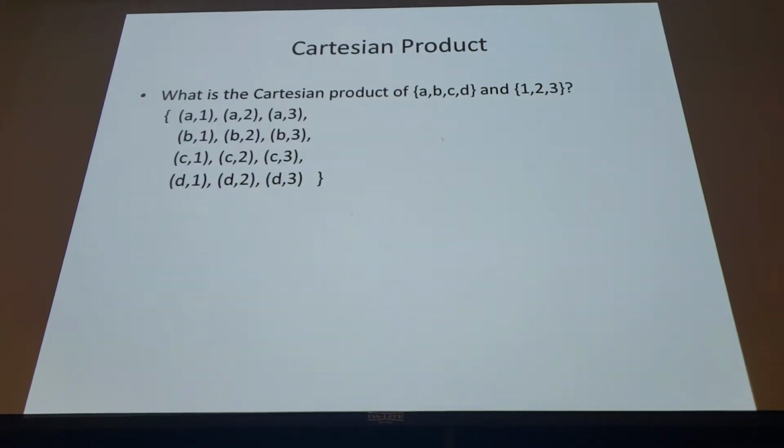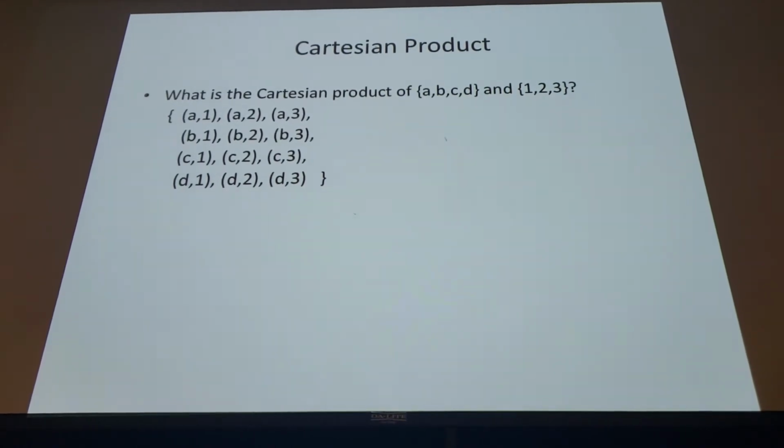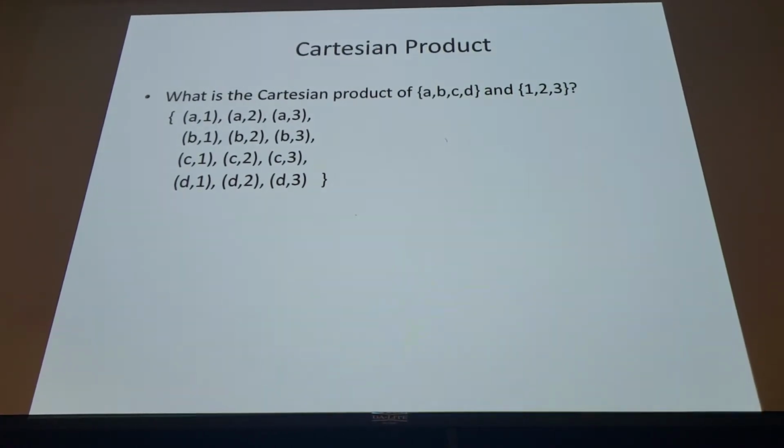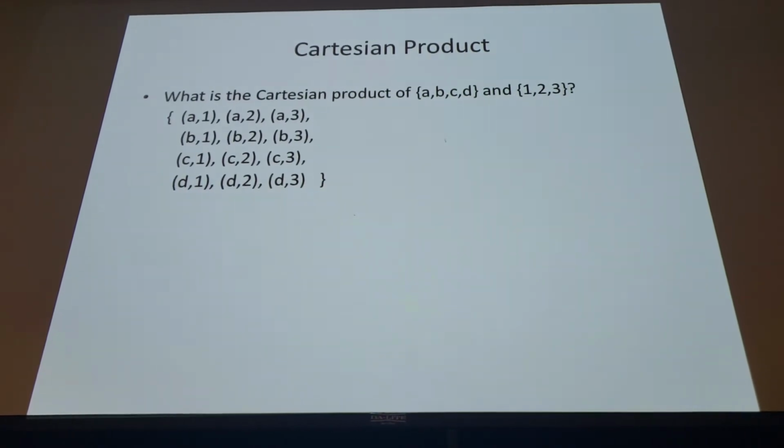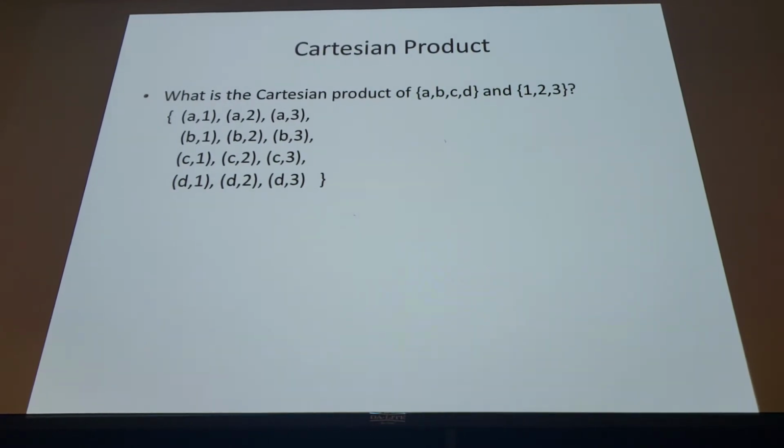So it's going to be 12 because, well, right, for A, you can have 1, 2, 3. For B, you can have 1, 2, 3. For C, you can have 1, 2, 3. For D, you can have 1, 2, 3. Again, like nested for loops, a for loop within a for loop. 4 times 3, which is 12.